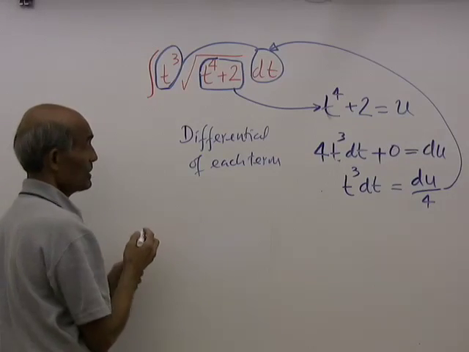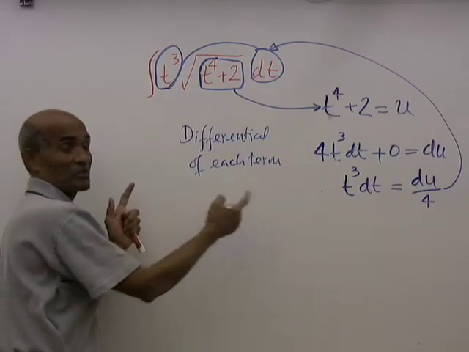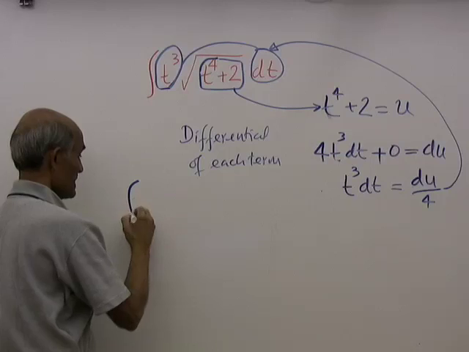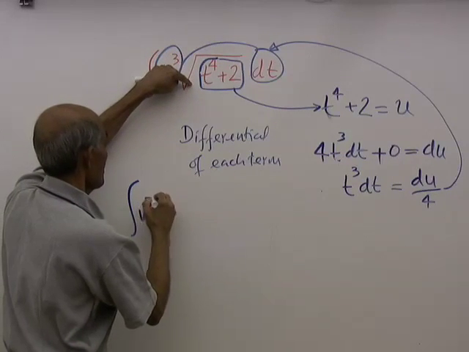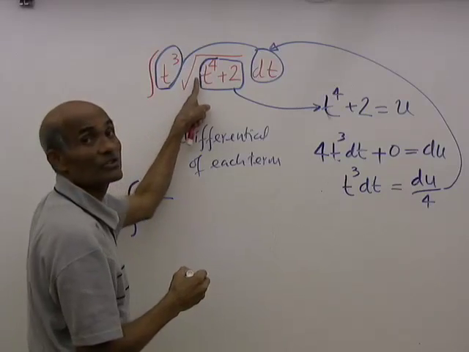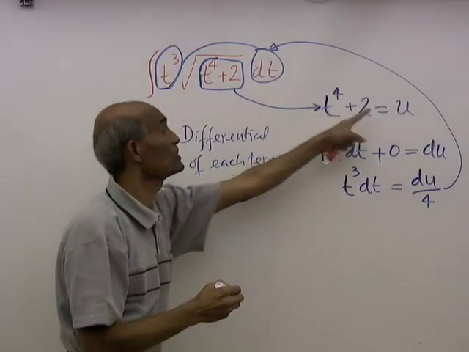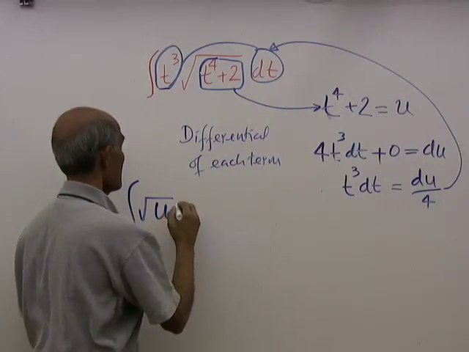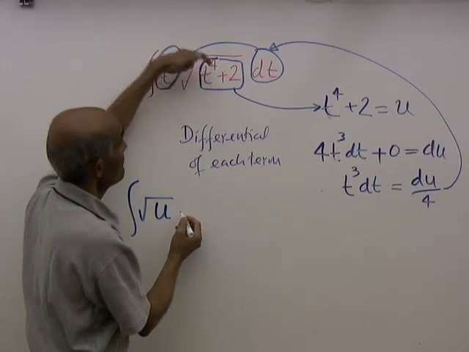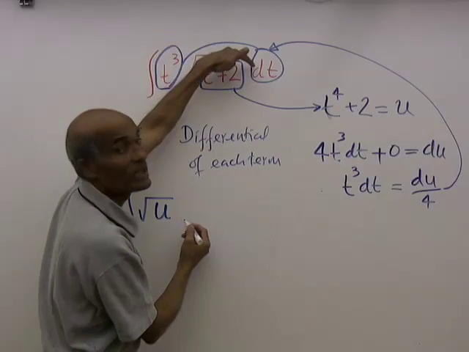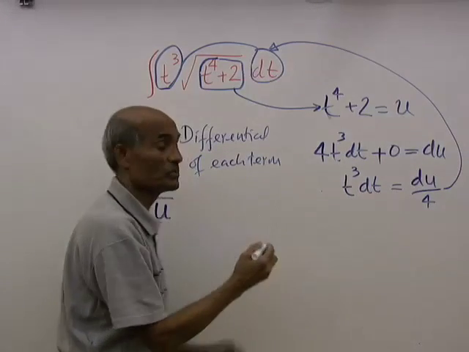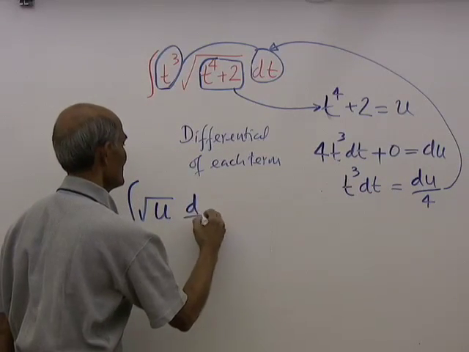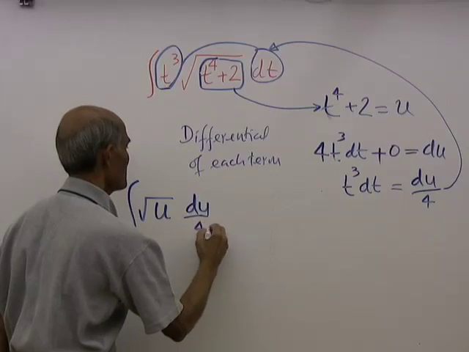And so, what does the integral now become? Let's put it all together. It will be integral, first we write this, square root of what? Square root of this quantity is u, square root of u, and what is left there is t cubed dt, and t cubed dt is du divided by 4. Now look how simple it became.